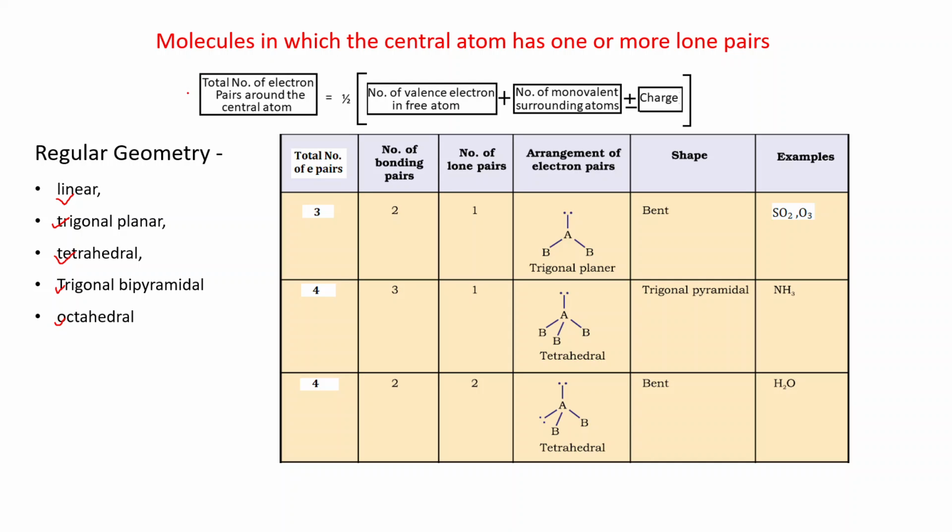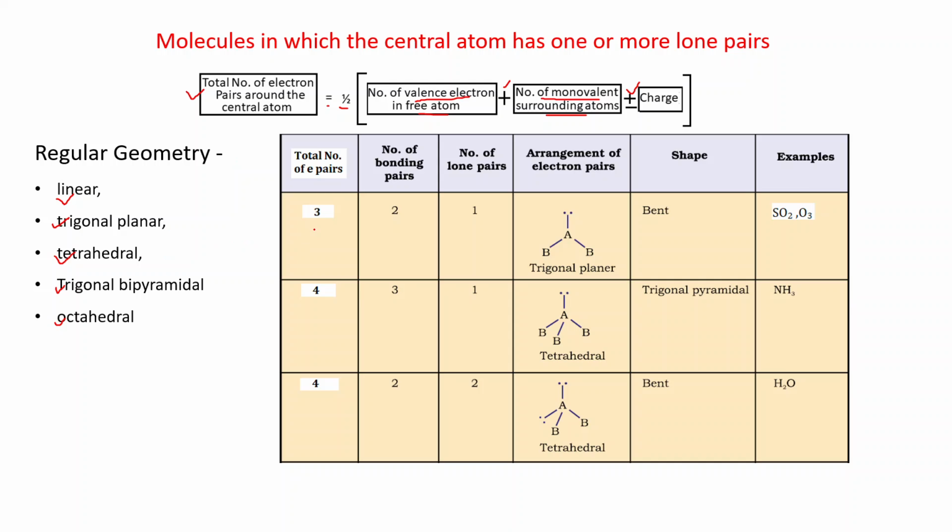Once again, revise it. The total number of electron pairs around the central atom is equal to half of the number of valence electrons in the free atom, plus the number of monovalent surrounding atoms, plus or minus the charge. If it is a positive species, then we subtract the charge present on that positive ion, and if it is a negative ion, then we add the charge present on that negative ion. Okay, now let us see.